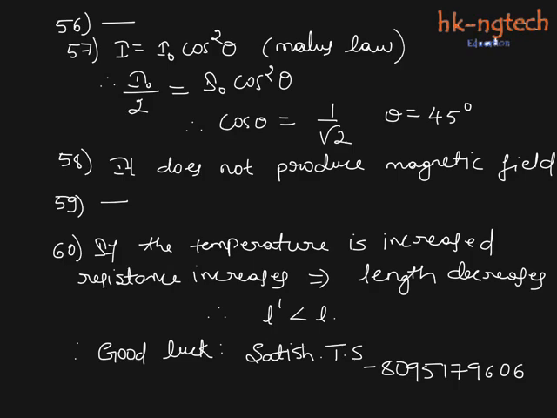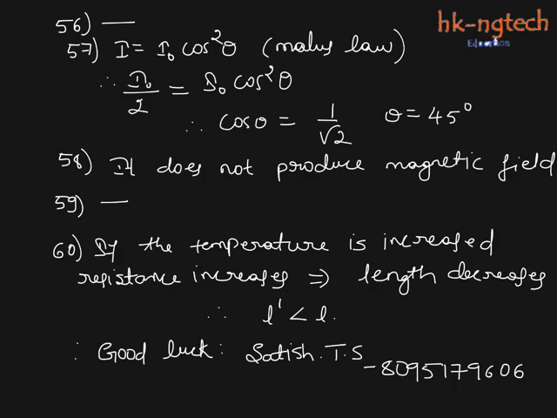Two simple pendulums A and B are made to oscillate simultaneously, and it is found that A completes 10 oscillations in 20 seconds and B completes 8 oscillations in 10 seconds. The ratio of lengths of A and B is, so actually we have to use T is equal to 2 pi root L by g, so that the time period is directly proportional to the square root of the length. But if I solve that problem, I'm not getting the proper answer. So let me check and I'll try to give you the solution as soon as possible.